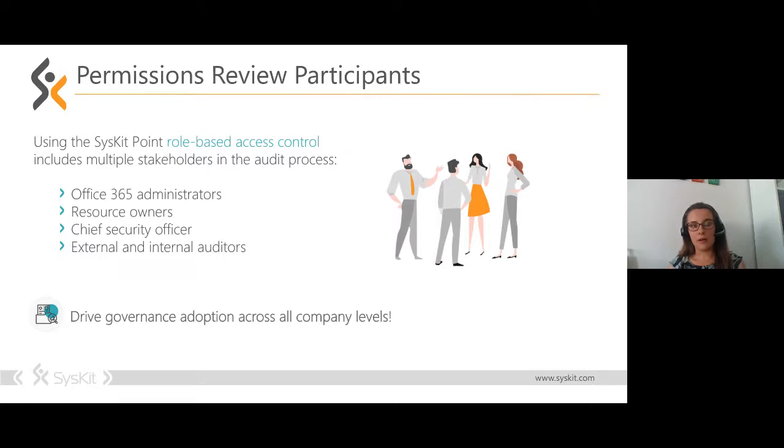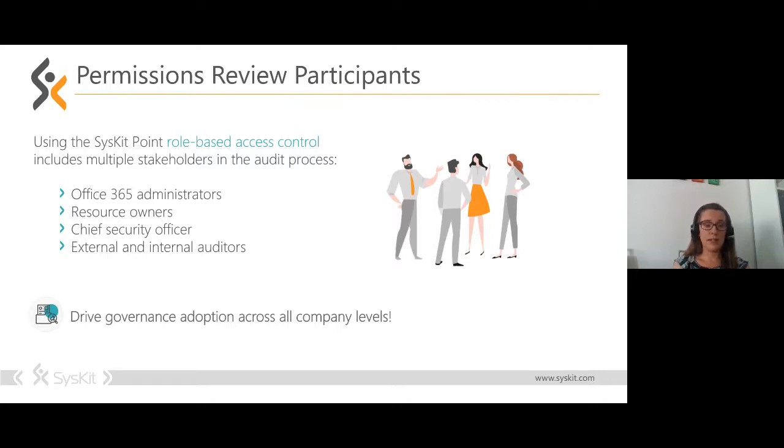People who are allowed or enabled to participate in this automation using SysKit Point are multiple. So we created role-based access control in SysKit Point. By default, your Office 365 administrators see all the reports, all the data, they can manage the environment. But when you enable this role-based access control, you can actually allow your resource owners, so team owners or site owners, to access SysKit Point reports and participate in this review.